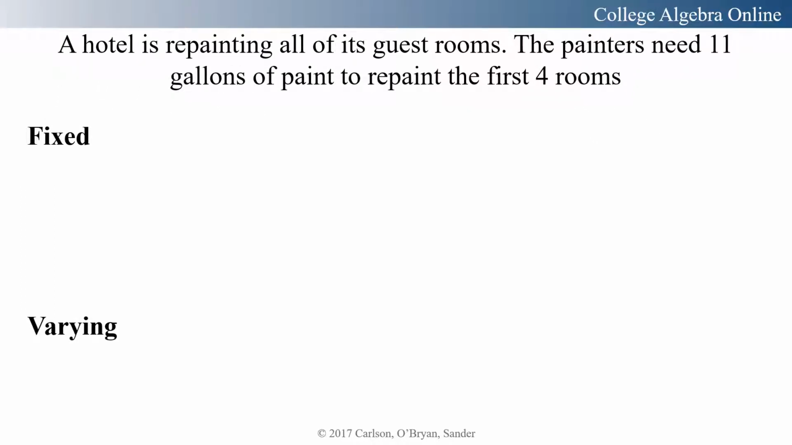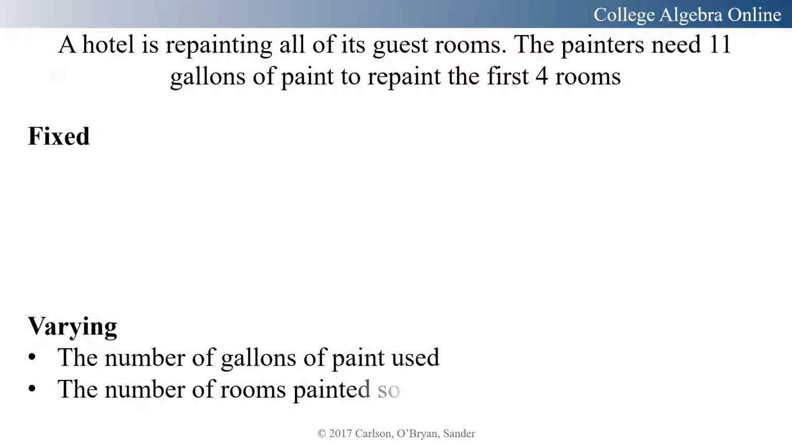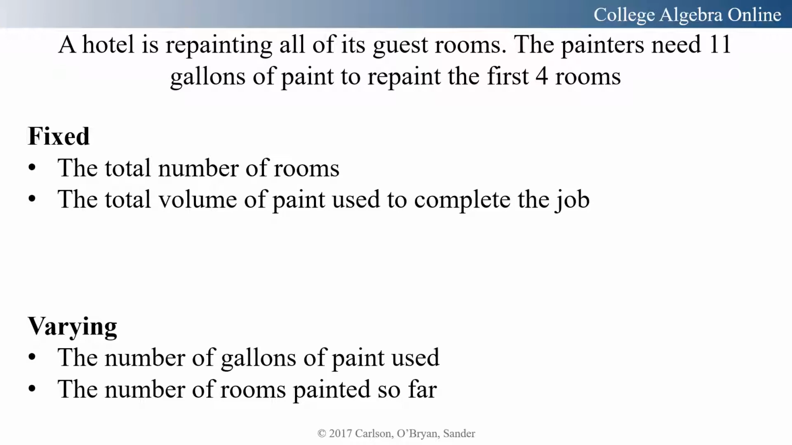First, let's take a moment to identify the quantities and determine if they are fixed or varying. The number of gallons of paint used is a varying quantity as we imagine painting more or fewer rooms. Similarly, the number of rooms painted so far is a varying quantity as the painters work. The total number of rooms and the total volume of paint used to complete the job are fixed quantities, although we don't know what their values are.